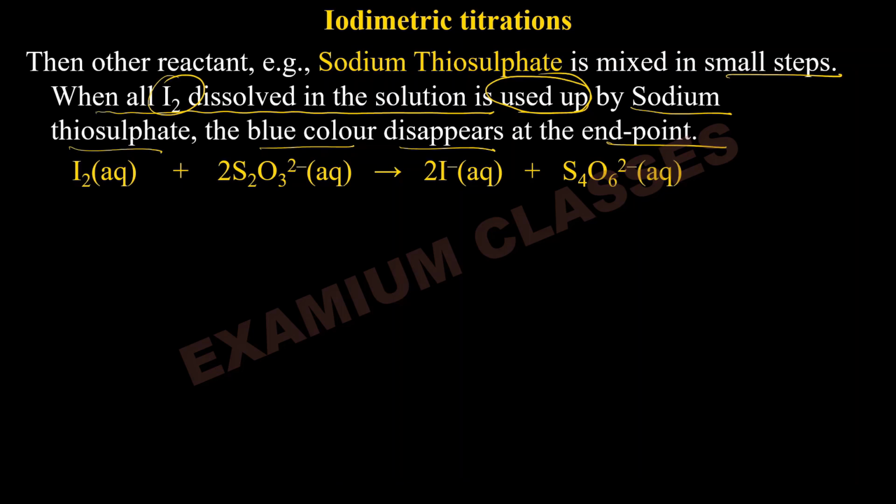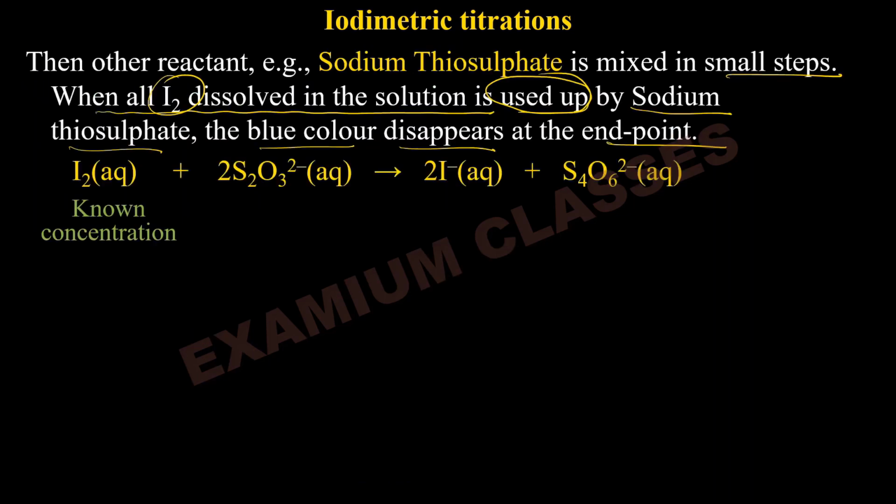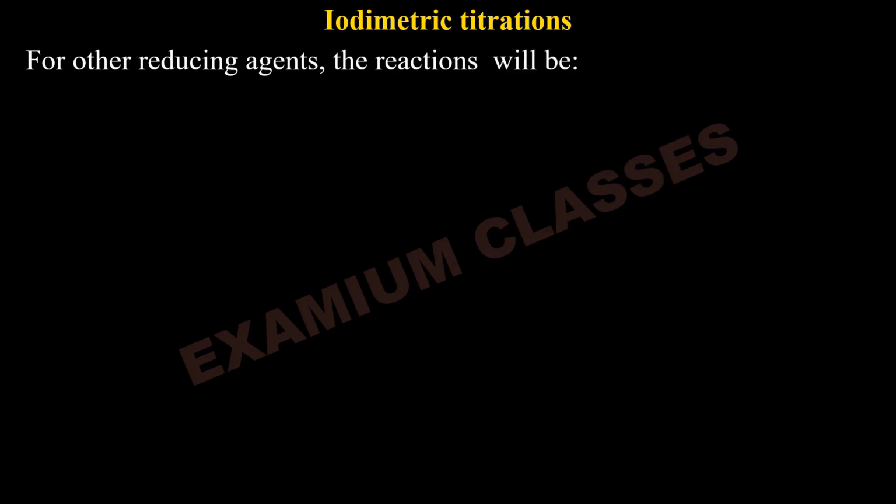First, understand the reaction. Iodine reacts with thiosulfate ion. Similar reactions will take place with other reducing agents I talked about, for example tin, sulfide, arsenic, antimony ions, also similar reactions will be there. Here iodine, we have a known standard solution. So we already know the amount of iodine, and then we calculate the amount of thiosulfate ion used.